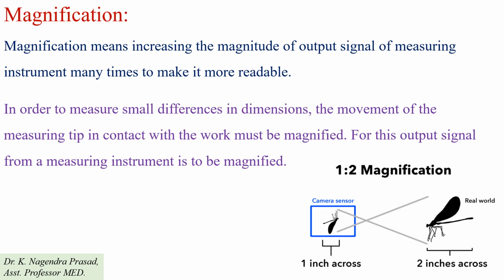Next one is magnification. Magnification means increasing the magnitude of the output signal of a measuring instrument many times to make it more readable. So in order to measure small differences in dimensions, the movement of the measuring tip in contact with the work must be magnified. For this, the output signal from a measuring instrument has to be magnified.